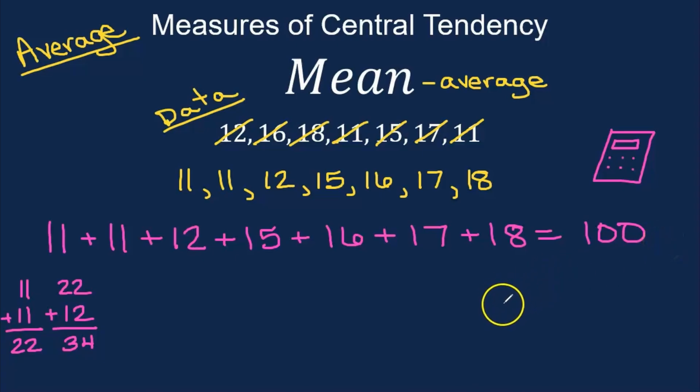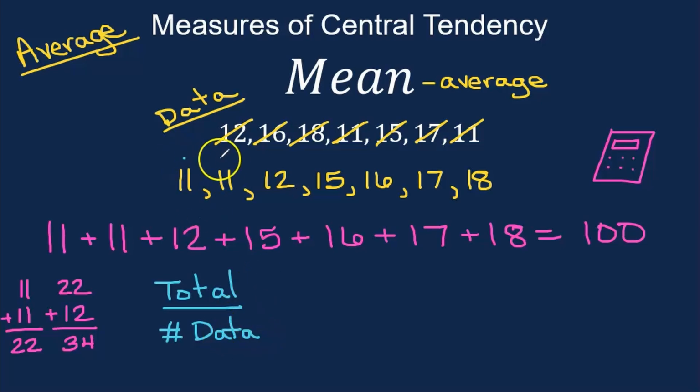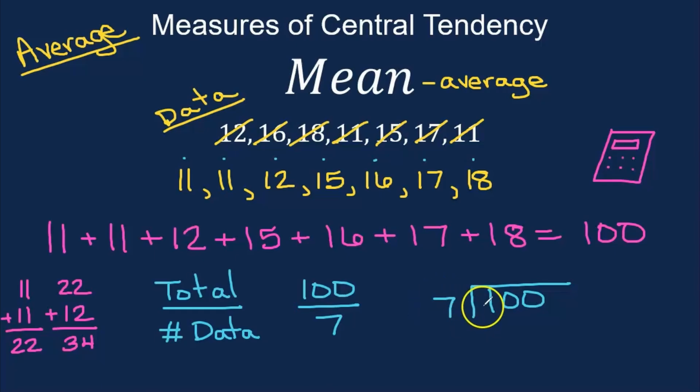The last step then that you need to do is divide the total. So our formula that we're going to be using is total divided by the number of data, right? How many data pieces there are. And there's 1, 2, 3, 4, 5, 6, 7. So we have 100 divided by 7. You can also write it as 100 over 7. If you are doing the long division, you would do it this way. Oh, it doesn't go in 7 times, it goes in once.